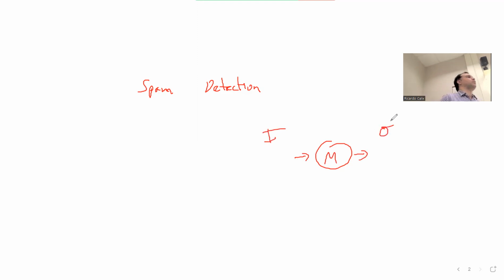So we're going to do spam detection. Right. So spam detection here, again, we start with the model. It's got inputs, it's got outputs, right? So what are the outputs here? What should the model do? Detect spam, not spam, right?